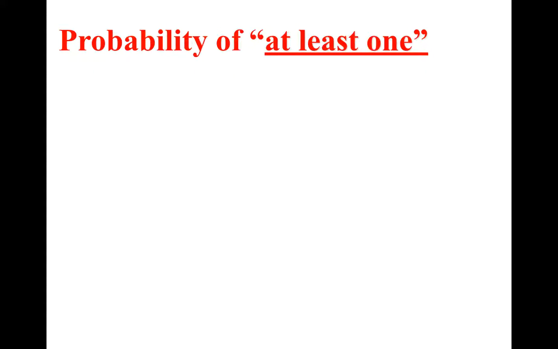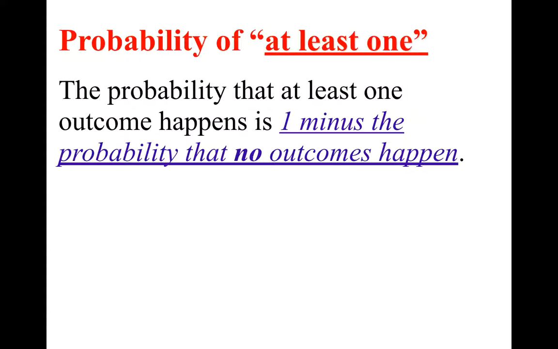This shouldn't take too long. Probability of what we call at least one. Probability of at least one. Let me show you some examples of what we're doing here. The probability that at least one outcome happens is 1 minus the probability that no outcomes happen.